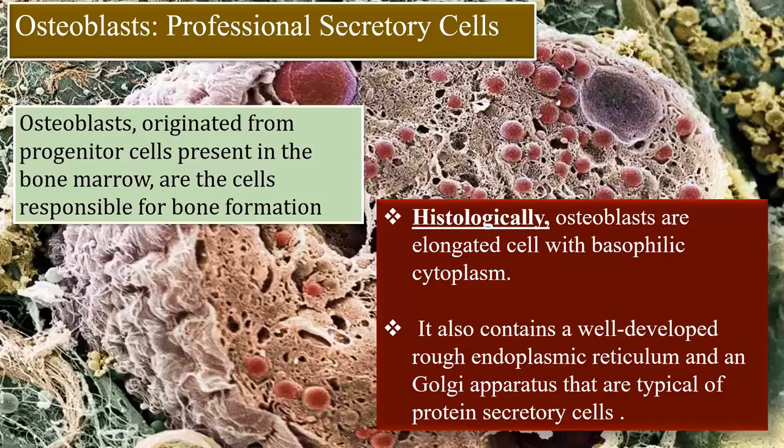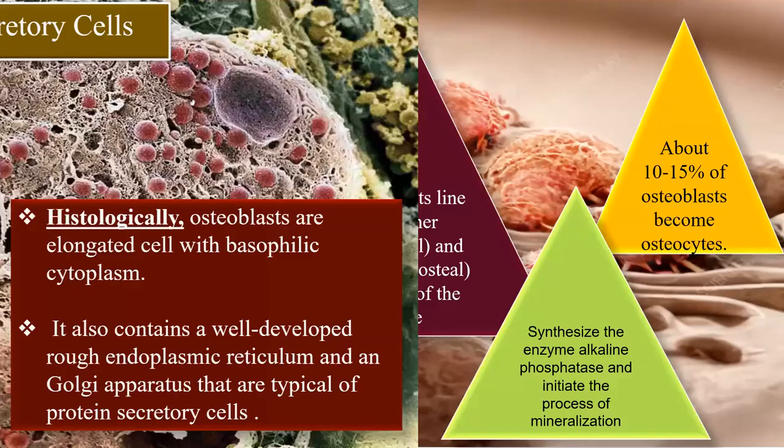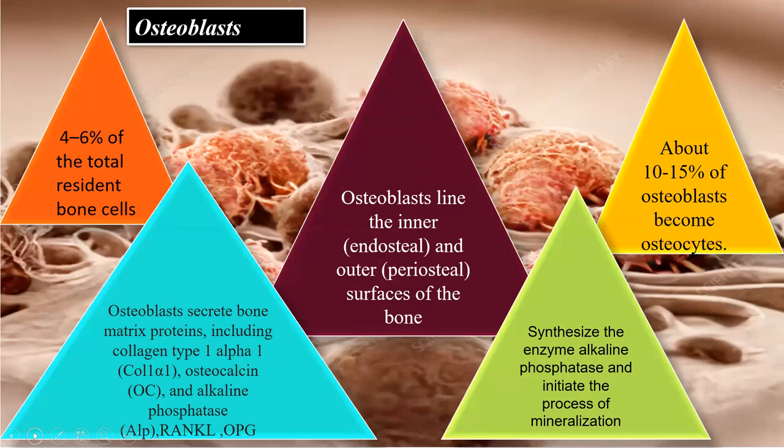So let's see about the important cell of the alveolar bone, the professional secretory cell known as the osteoblast. The osteoblasts originate from the progenitor cells present in the bone marrow, and these cells are responsible for bone formation. Histologically, compared to other cells, they are elongated cells with basophilic cytoplasm, cuboidal in shape, and they have a well-developed rough endoplasmic reticulum and a Golgi apparatus that are typical of bone secretory cells. A few more valid points regarding osteoblasts.